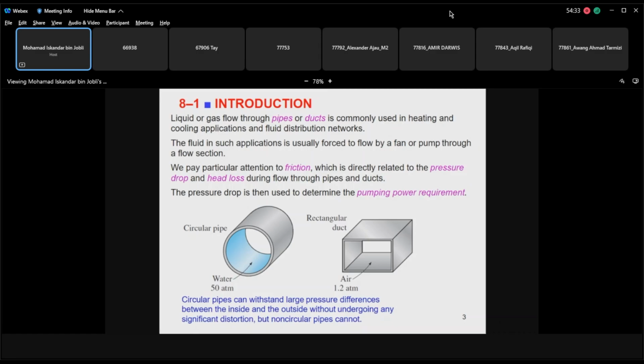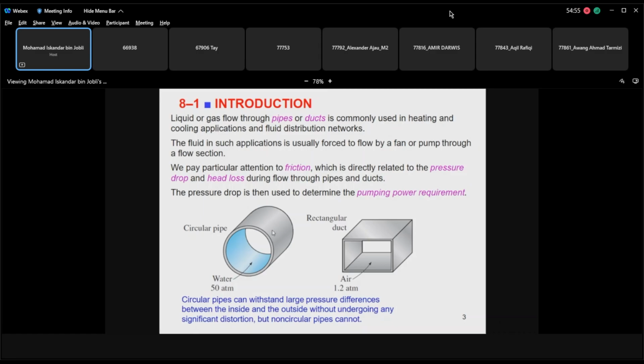It depends on the application. It depends on the pressure drop. If the pressure drop is more, then you'd have to use a higher pumping power requirement. If the pressure drop is insignificant, then you just use a little bit less pumping power requirement, and so on and so forth.